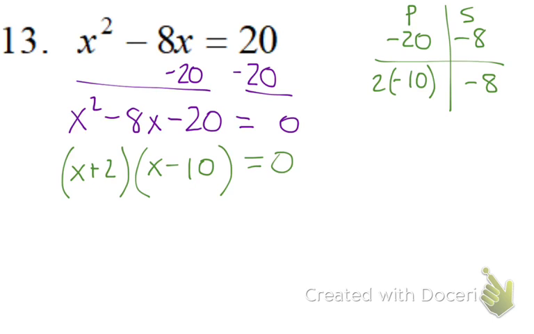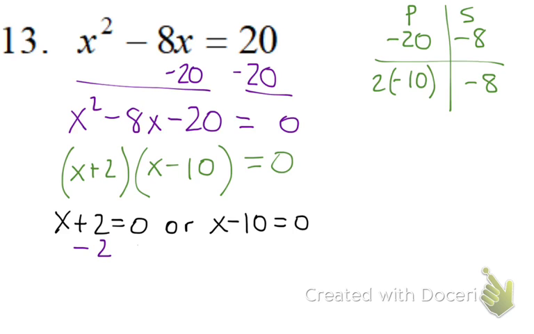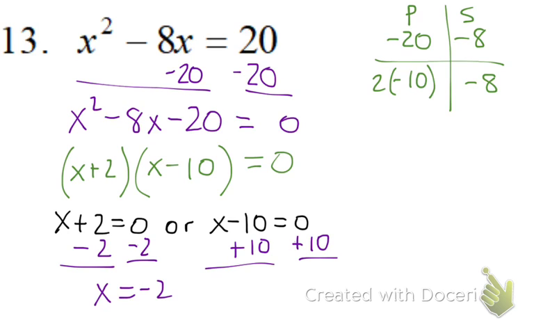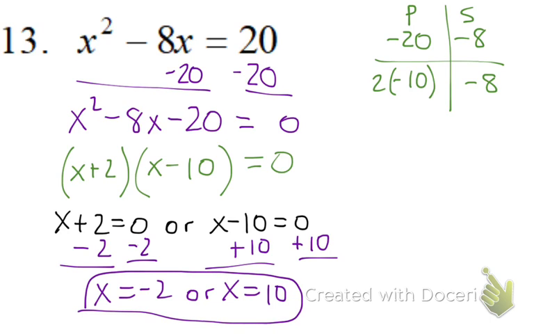We've got a product equal to 0, set each factor equal to 0 and solve. Get rid of plus 2, subtract 2. Get rid of minus 10, add 10. You can check these by plugging them back in and make sure you get the 20 on each side.